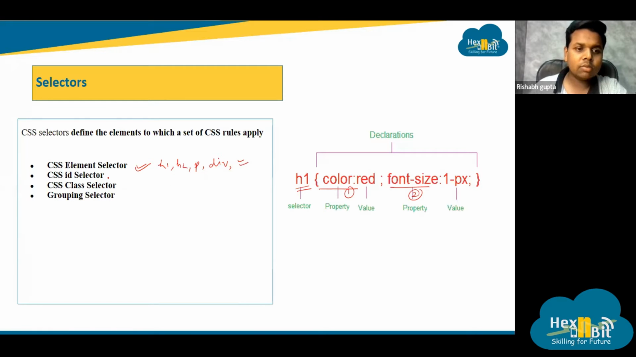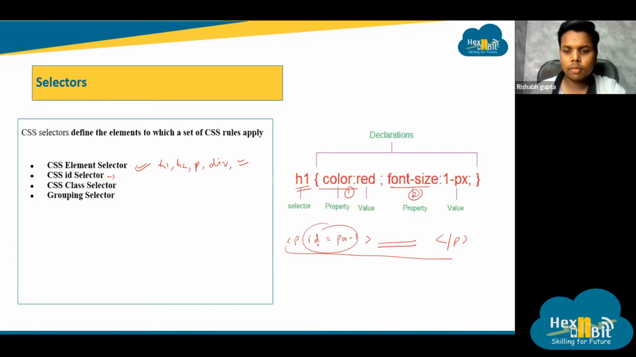Okay, second comes the id selector. We should define an id to a particular element. Suppose I have a p tag element, and in this p tag I have defined id equals pa1. Then the closing bracket, then there is some content written in between, and then the closing p tag. So I can target this element with the help of the id. I should write pa1, and then define the CSS here, properties and values, like p1 v1, then p2 v2. In this way I can define properties to this.